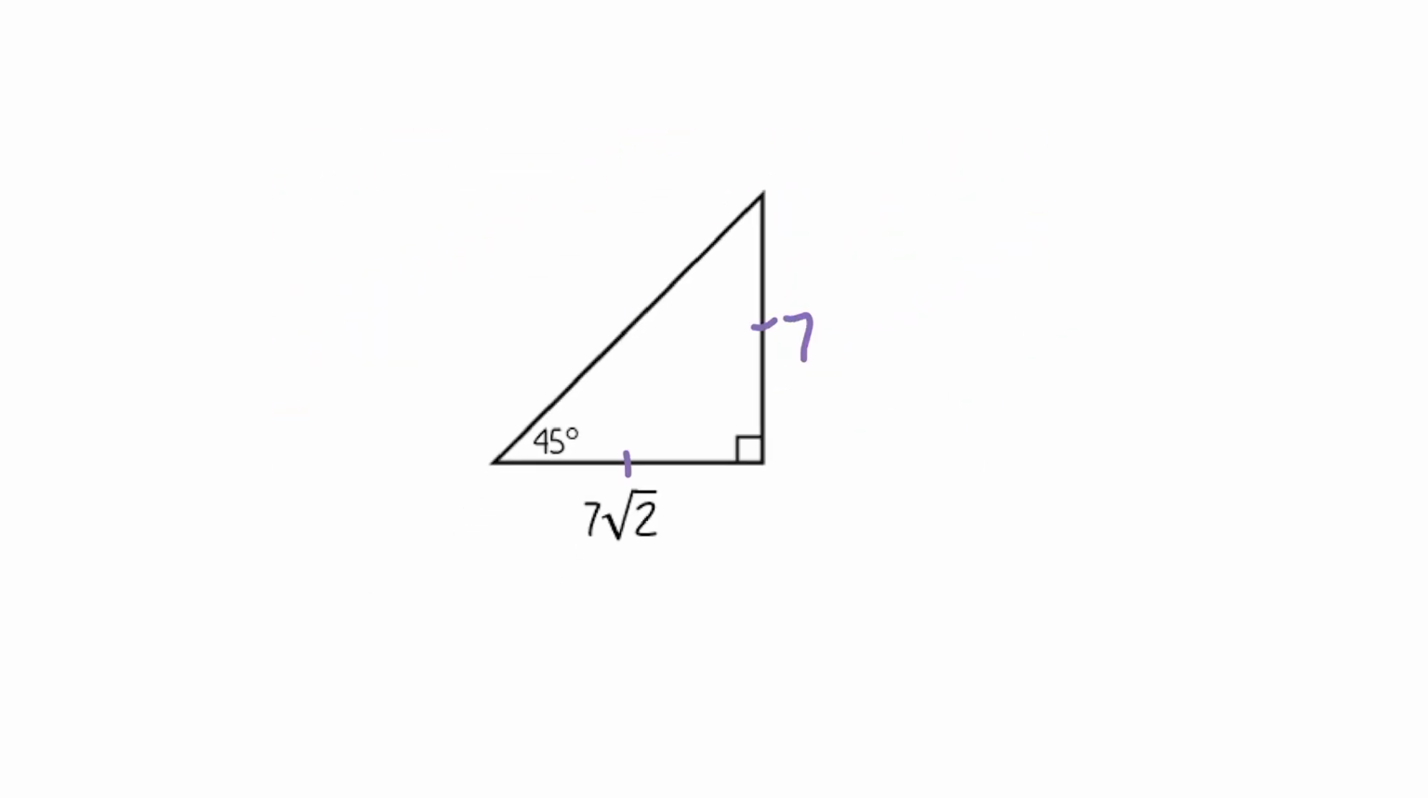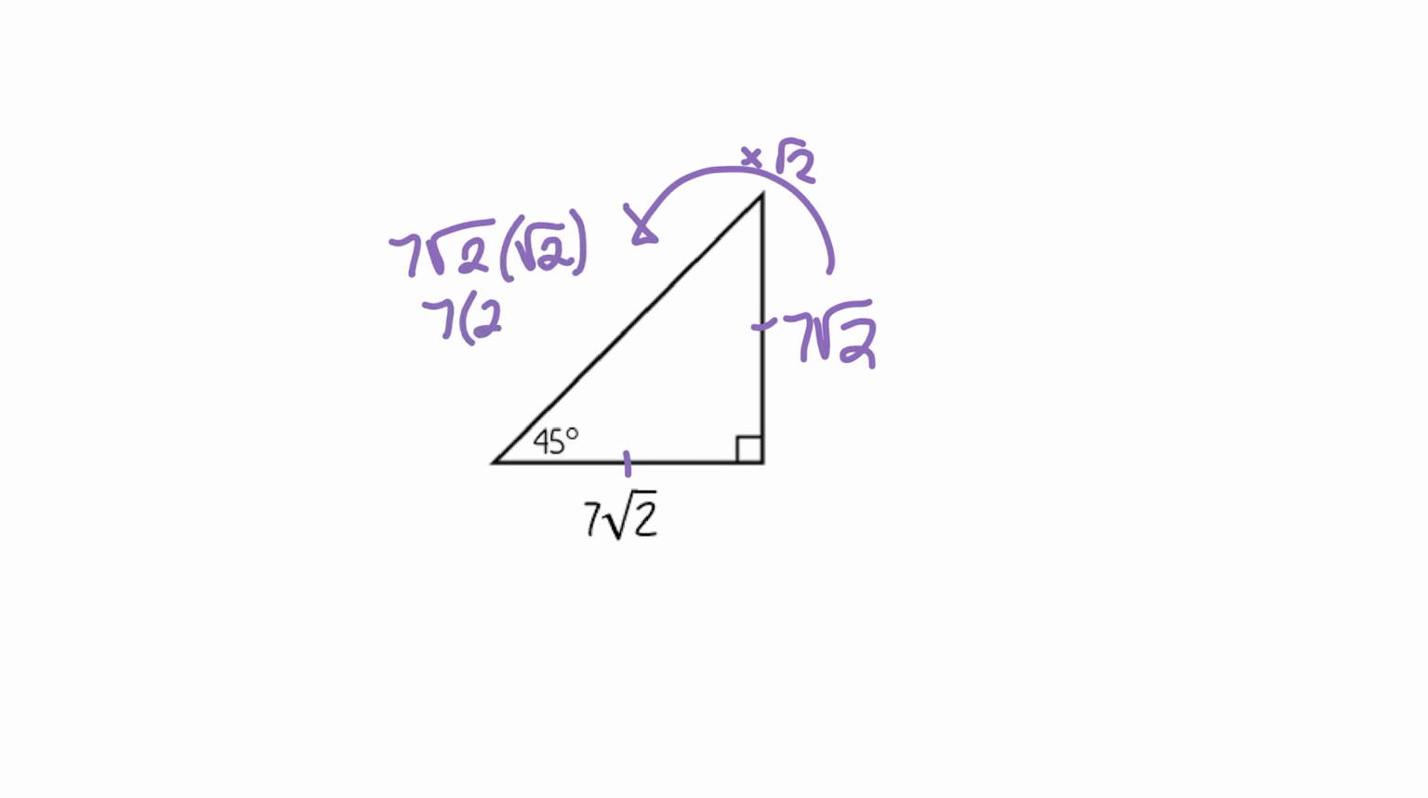In this example, our legs are given as 7 root 2, so we need to multiply by root 2 to find our hypotenuse. Root 2 times root 2 is just 2, so our hypotenuse is 14.